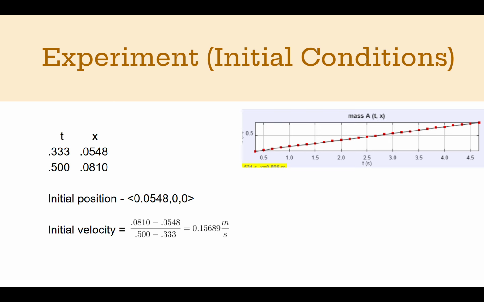So our initial conditions for the experiment, we used the initial position and the average velocity formula with our initial time and a delta t, and change in position to calculate our initial velocity to be 0.15689 meters per second.